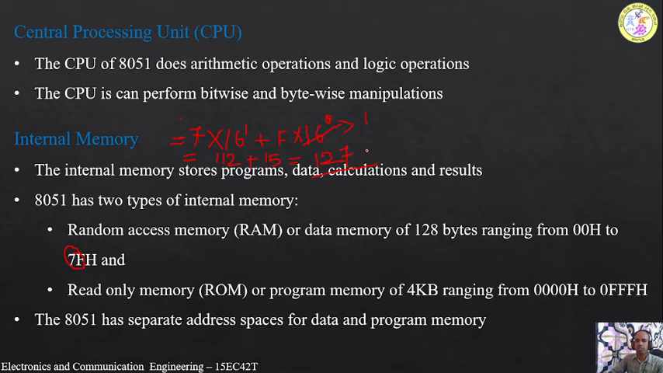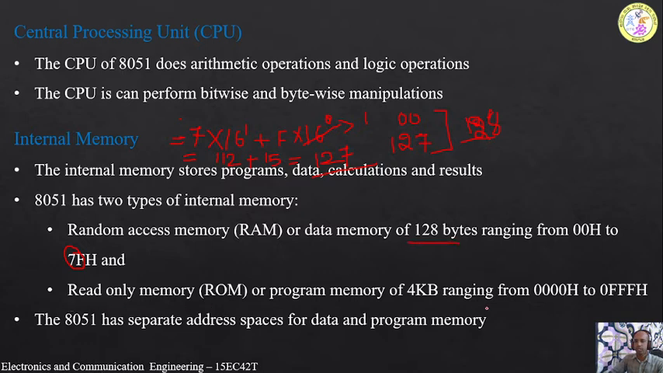Now 0 to 127, in total it is 128. It starts from 0, that is 00H, and if you convert it to decimal, it again becomes 00. So 0 to 127 means the total range will be 128 bytes. This is how we are going to do the conversion. So totally 128 bytes of RAM memory is there.